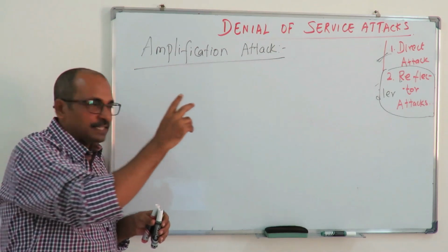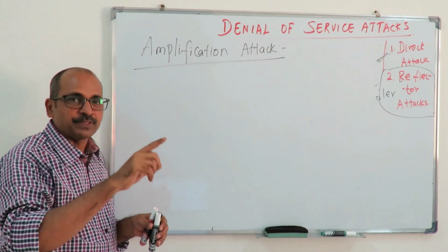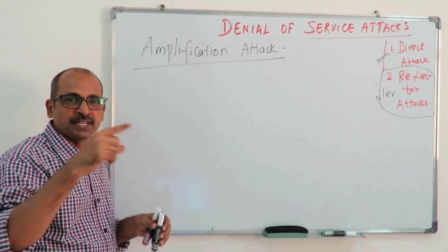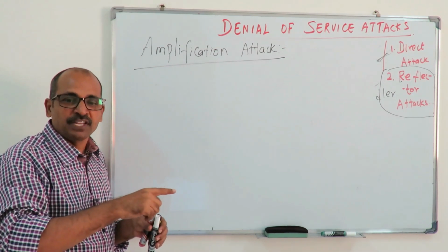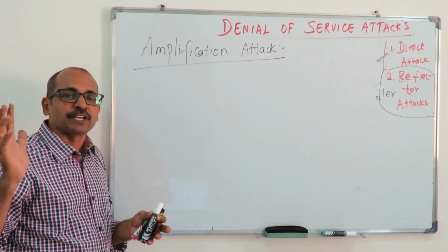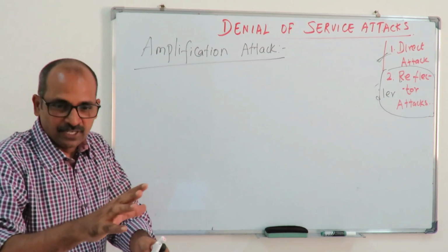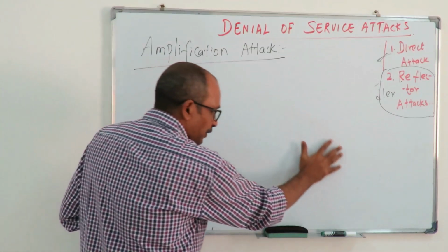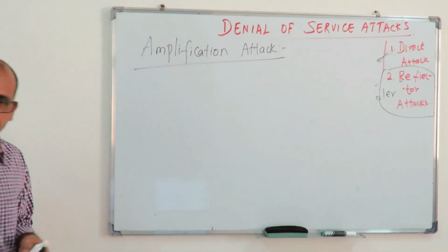We saw the direct attack in the previous one, then we saw the reflector attack. There will be a loop available between the intermediate machine and the target. But here, a huge volume of packets will be sent to the target. So this is going to be the amplification. Now let me draw the architecture diagram for the amplification attack. You will understand in a very easy way.